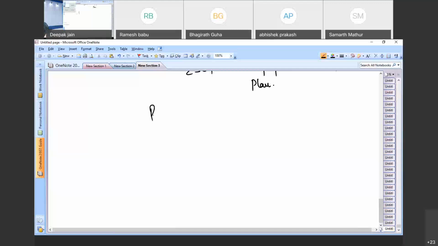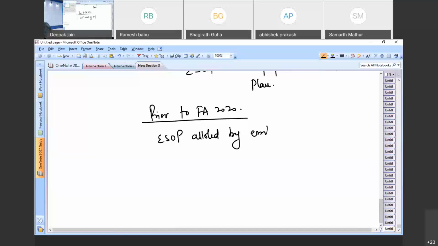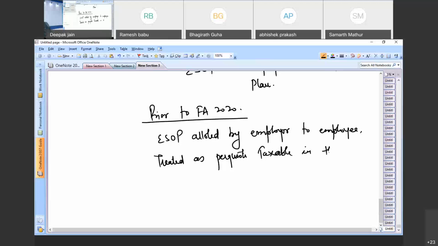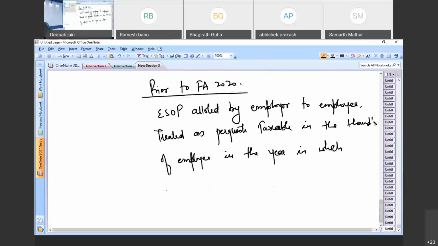Prior to Finance Act 2020, ESOP allotted by employer to employee was treated as perquisite, taxable in the hands of employee in the year in which shares are allotted.